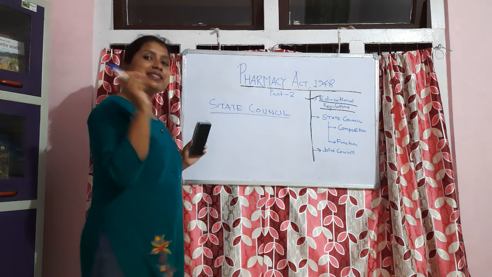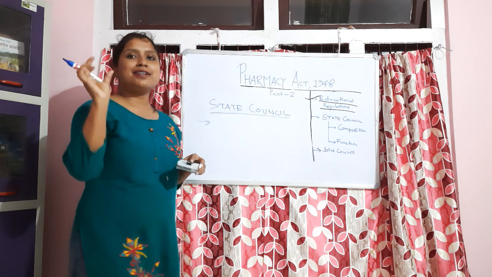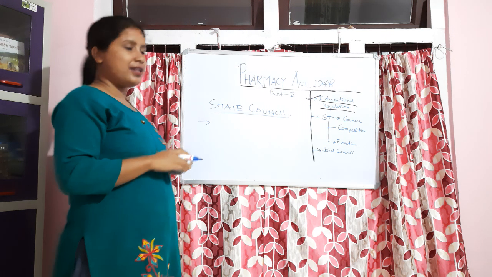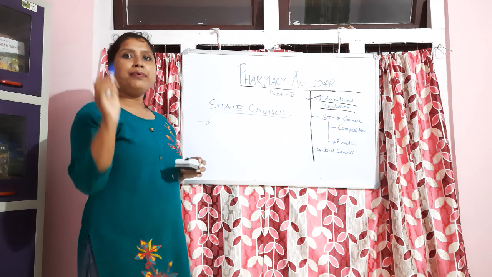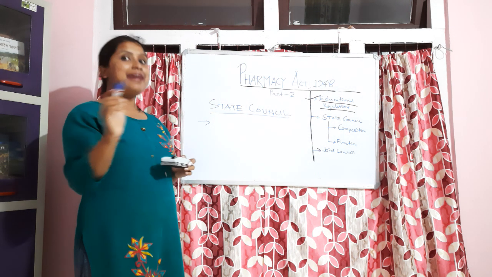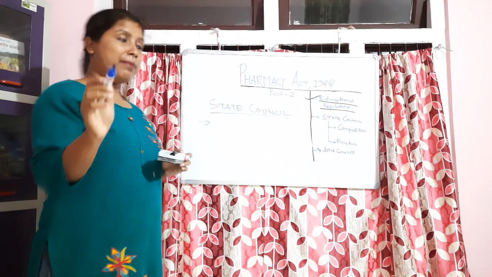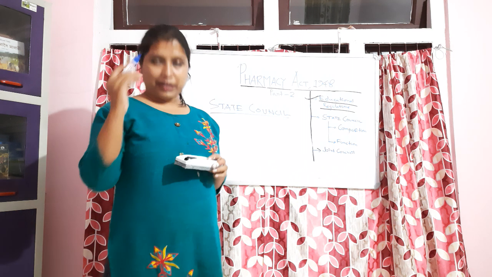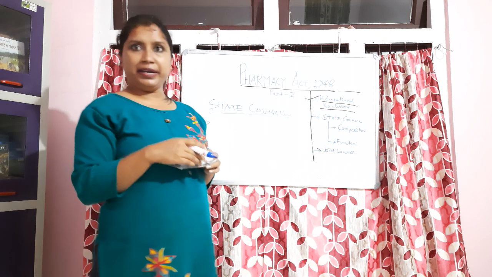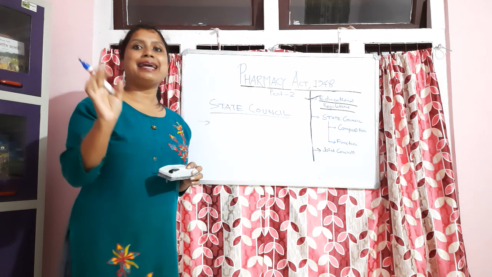First, there will be 6 members elected by the registered pharmacists of the state themselves. Second, there will be 5 members nominated by the state government. The nominated members should belong to a pharmacy background; they may have a diploma or a B.Pharm degree. Third, 1 member will be elected by the state medical council.